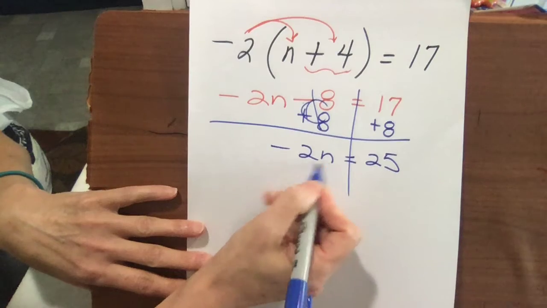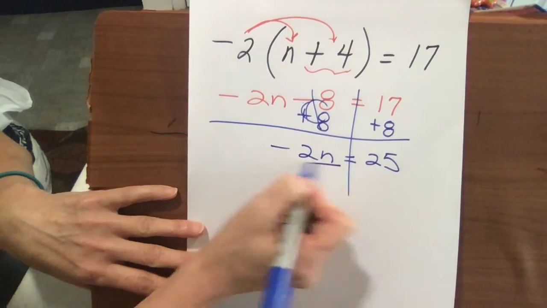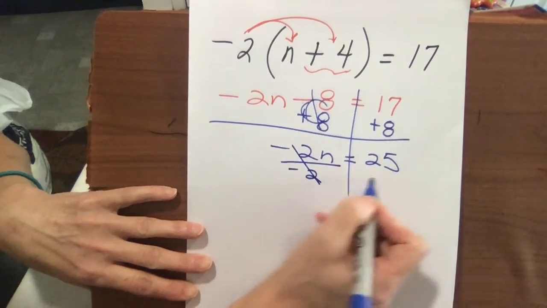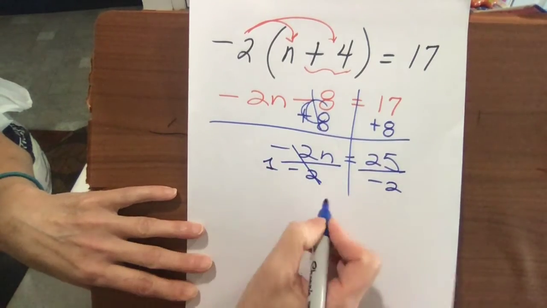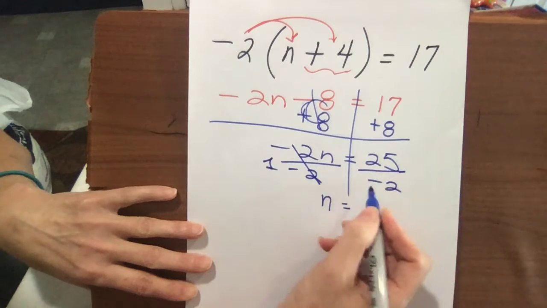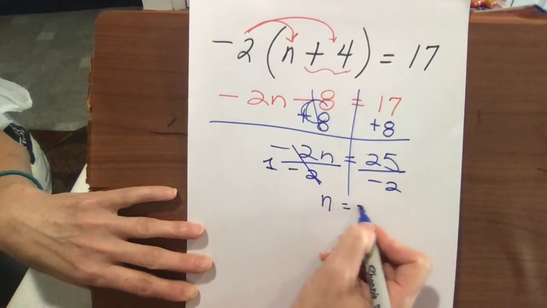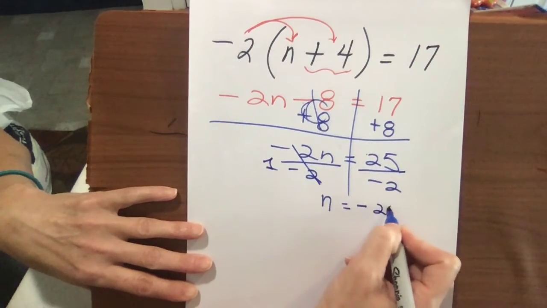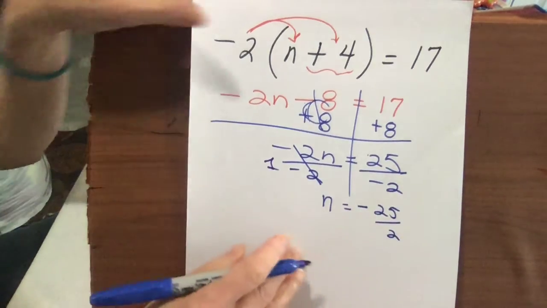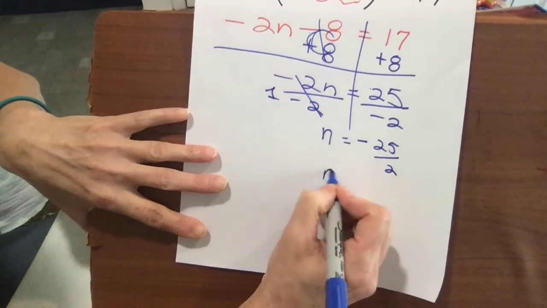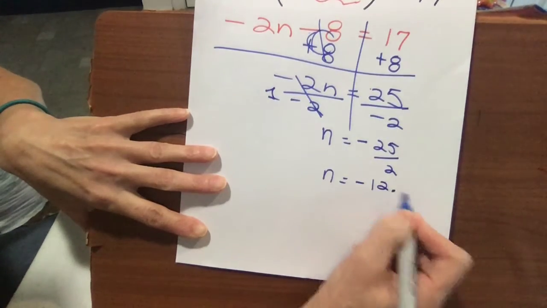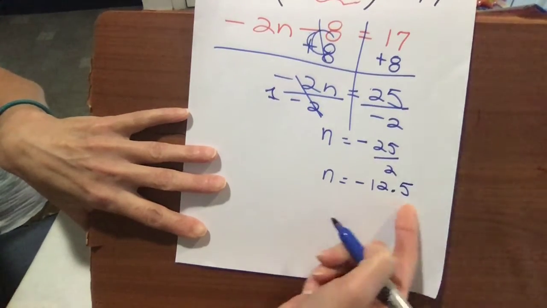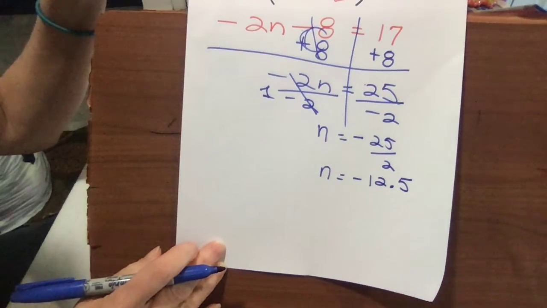We're going to divide by what's being multiplied by n, which is negative 2. So we'll divide by negative 2. That becomes 1, because anything divided by itself is 1, so that leaves us with n. A positive divided by a negative is a negative answer, and the answer is negative 25 over 2. Or if you want to write it as a decimal, 2 divides into 25 twelve and a half times. So it would be negative 12 and a half, or negative 12.5.